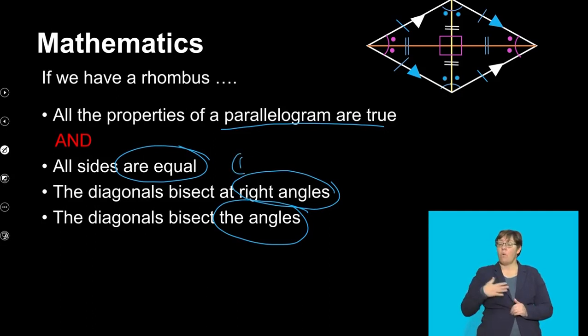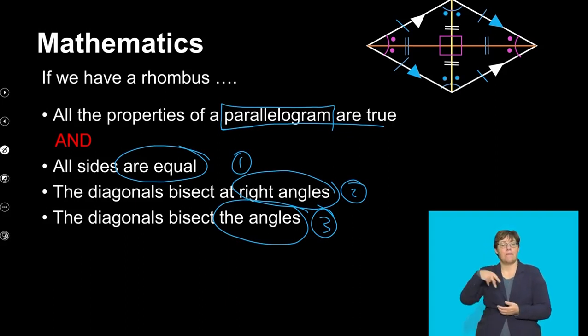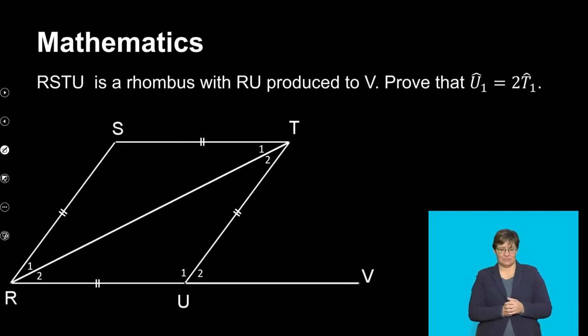So if I wanted you to prove that something is a rhombus, you would try and uphold the properties of a parallelogram, but that will not be sufficient, because then you would only have proven it to be a parallelogram. To make it a rhombus, you must add one of these three properties in order for it to make sense. Now, here they say RSTU is a rhombus with RU produced to V.